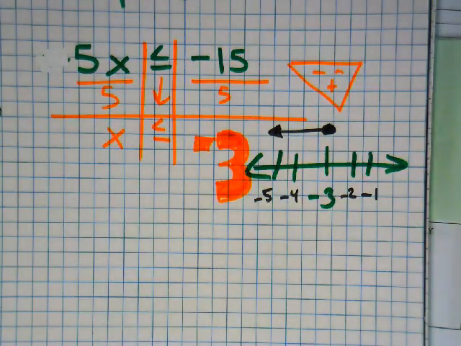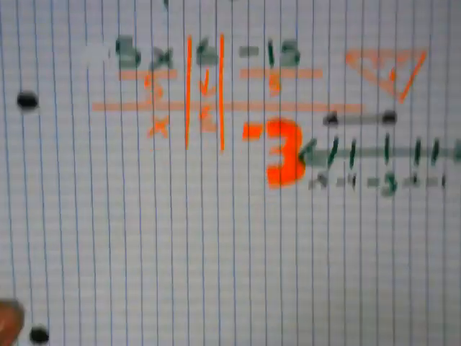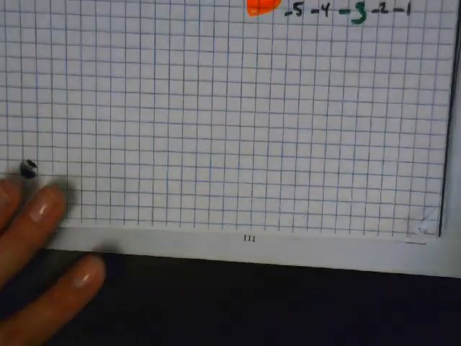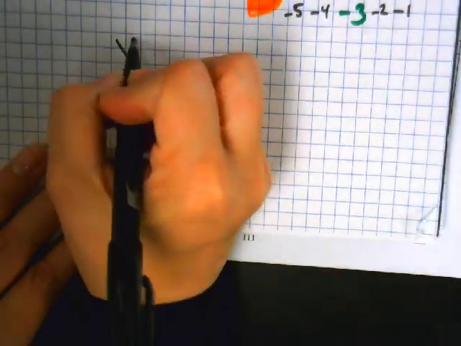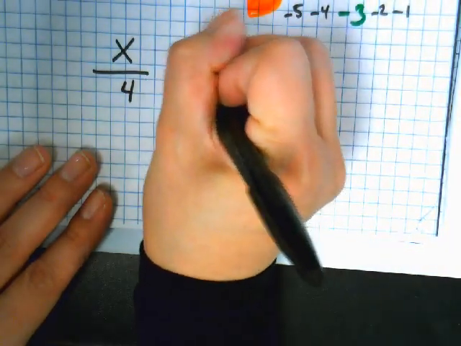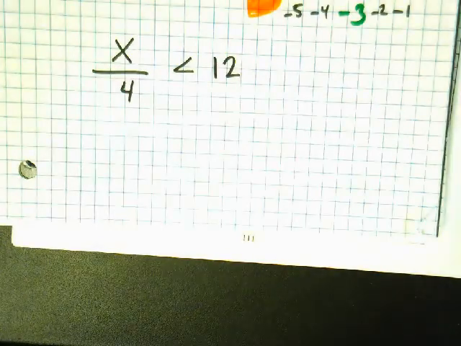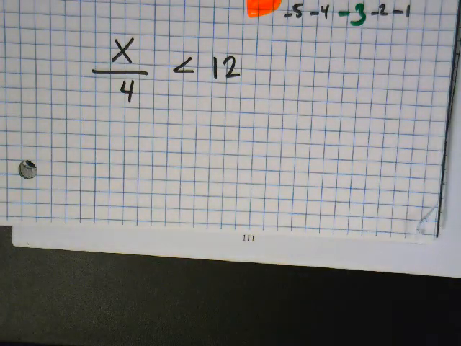Alright, we're okay? So this is when it's like 5x, 2x, 10x. When they're together, it's multiplication. So what if it starts looking like x over 4 is less than 12?